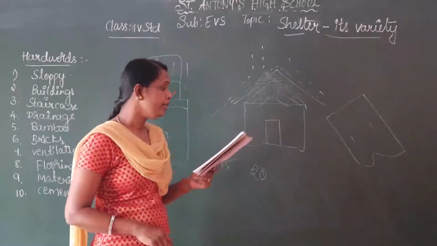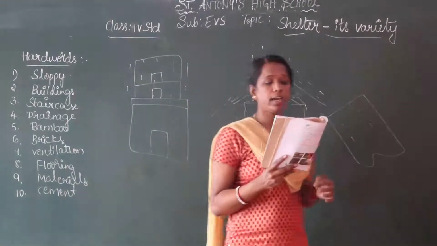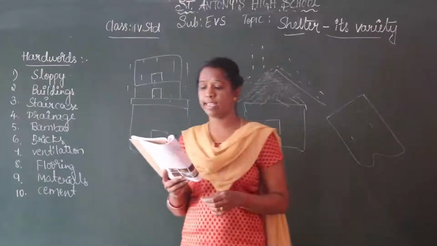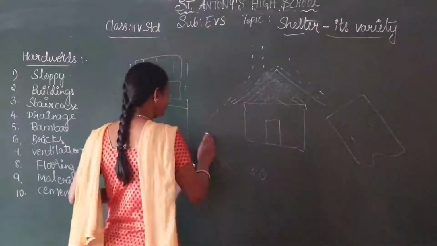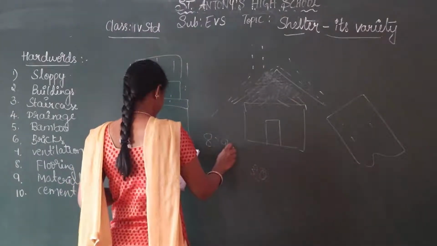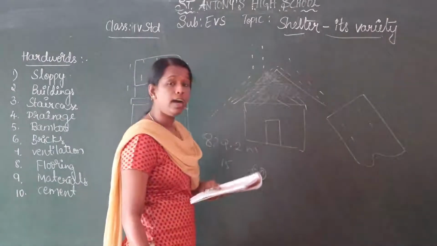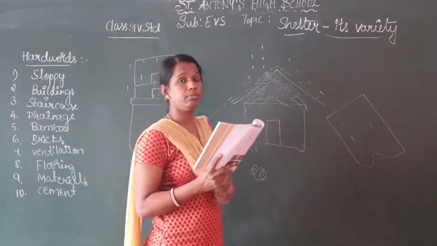Children, do you know this? You have to remember this one. Burj Khalifa in Dubai is the tallest building in the world. Its height is 829.2 meters. So this is the tallest building in the world, the Burj Khalifa, that is in Dubai.